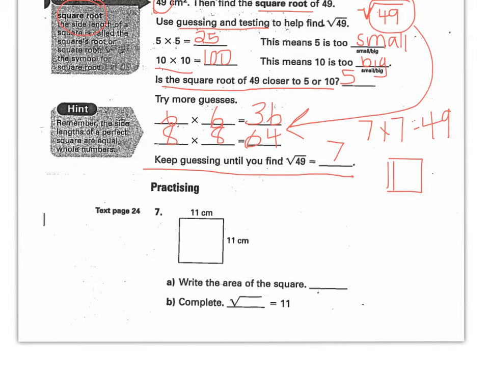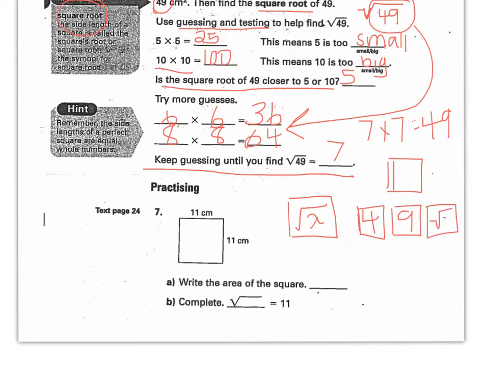You can check this on your calculator. On your calculator, look for a button that has the square root sign with an X. To use this, you would enter 4, 9, square root sign, and equals. You should get the number 7.